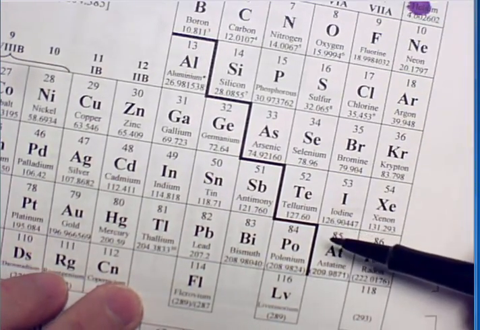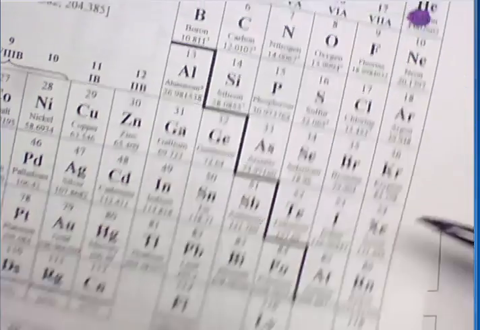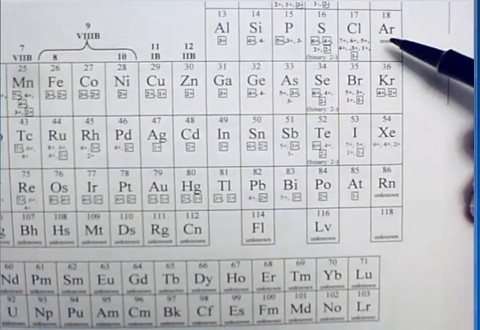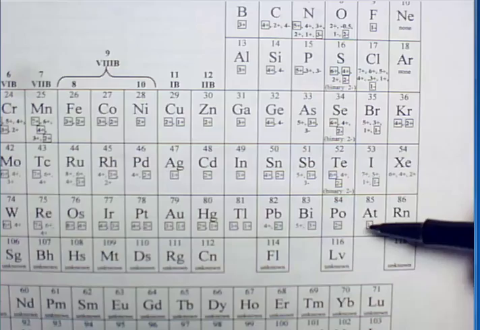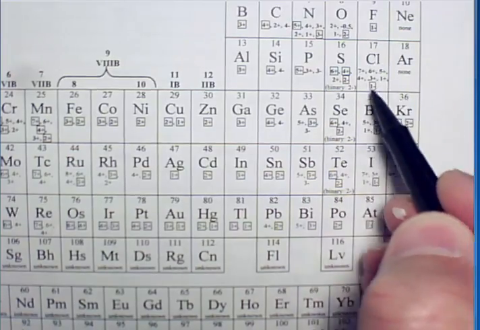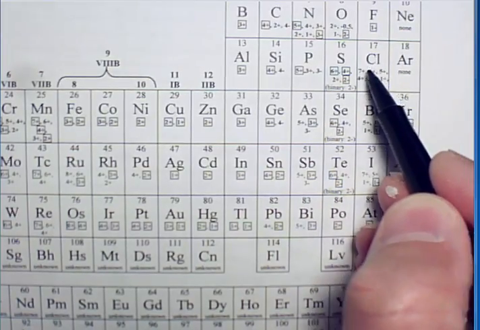Elements in this column of the periodic table, what we call the halogens, tend to gain 1 electron. So they tend to have a 1 negative charge. Let's look at this periodic table right here with the oxidation numbers. Do you see 1 negatives on this column right here? They're the ones in the boxes, because these are common oxidation numbers.